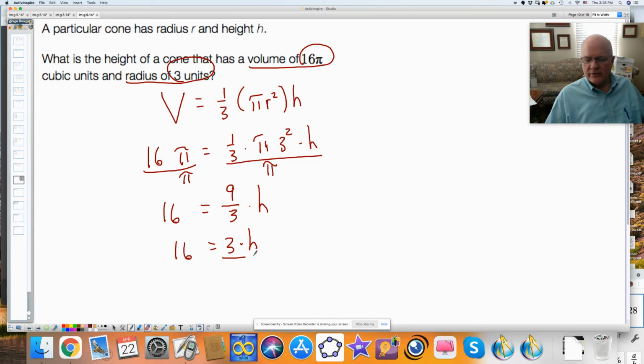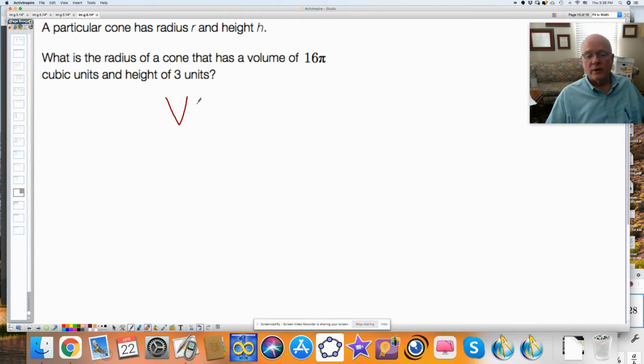To get the h by itself, the inverse of multiplying is to divide, and I'll do that to both sides. These cancel, and when I do, I get the correct answer. So what we're doing is taking a formula, and given the volume, we're going to find a missing piece of it. So we have 1/3 times pi r squared times h.